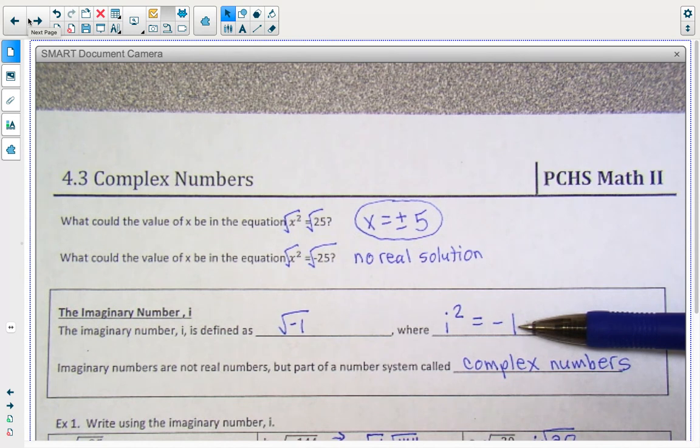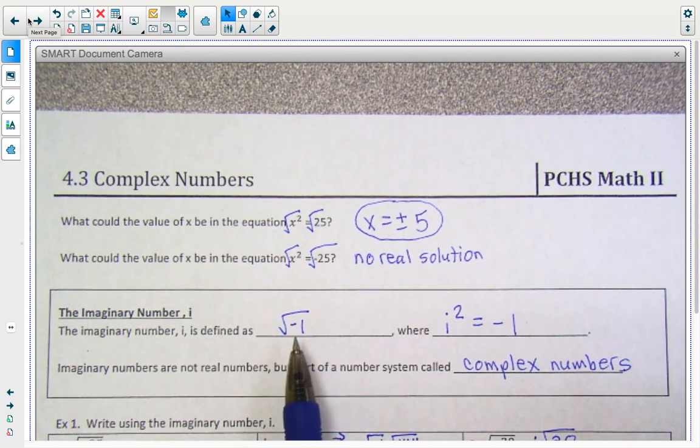Positive 5 times positive 5 is 25. Negative 5 times negative 5 is 25. So both of those are positive numbers. This is the only number when you square it, you get a negative back. And this one should stand out to you as well because i is a square root of a negative number.